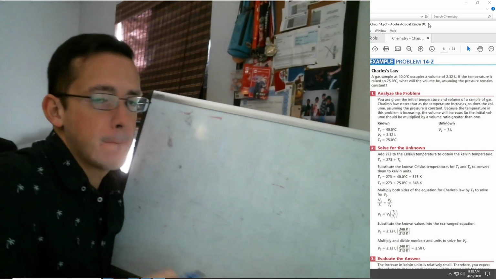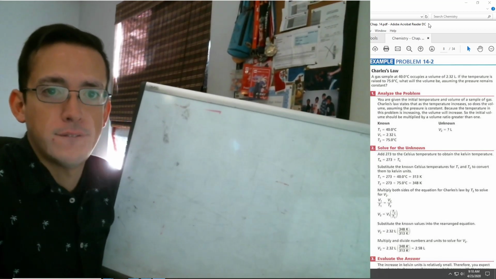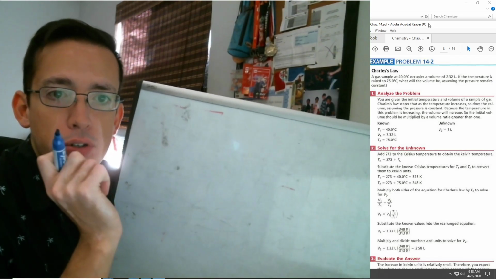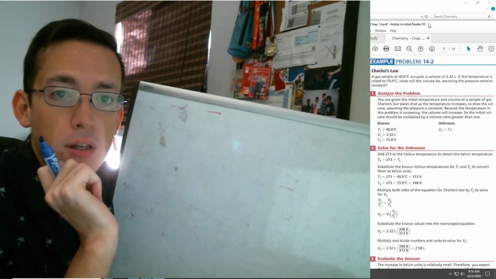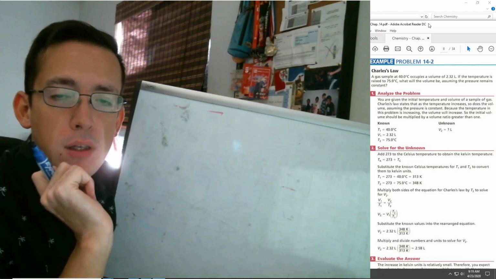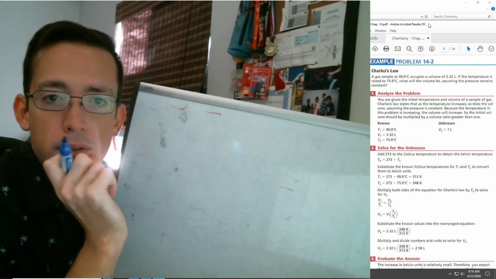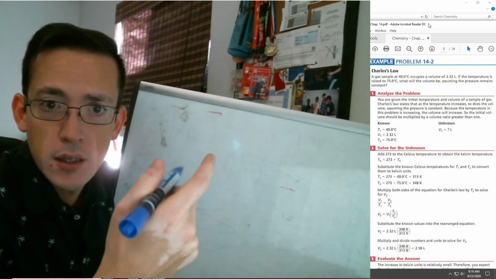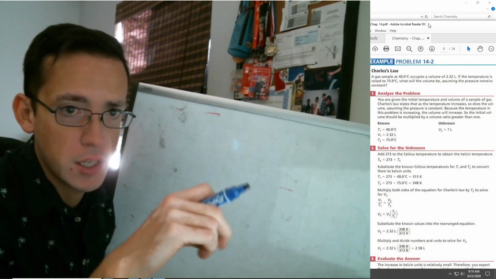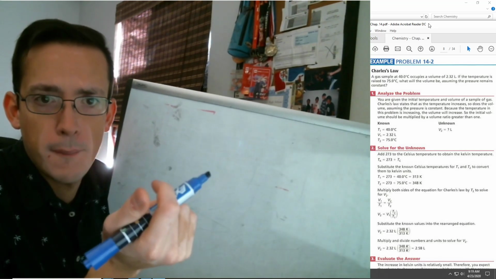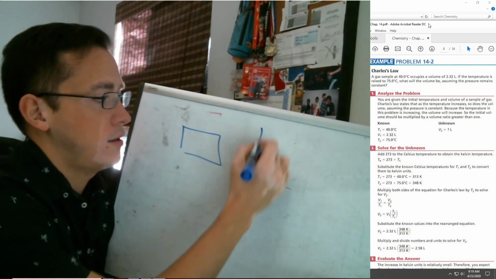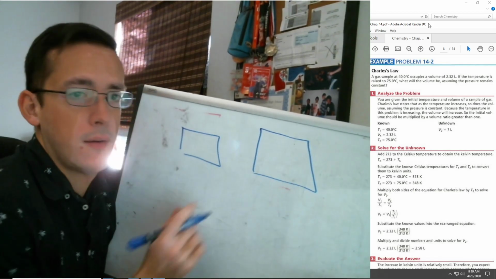Okay. It says a gas sample at 40 degrees Celsius occupies a volume of 2.32 liters. If the temperature is raised to 75 degrees Celsius, what will the volume be, assuming the pressure remains constant? Okay, so we're heating up something, but the volume can change, but the pressure can't.